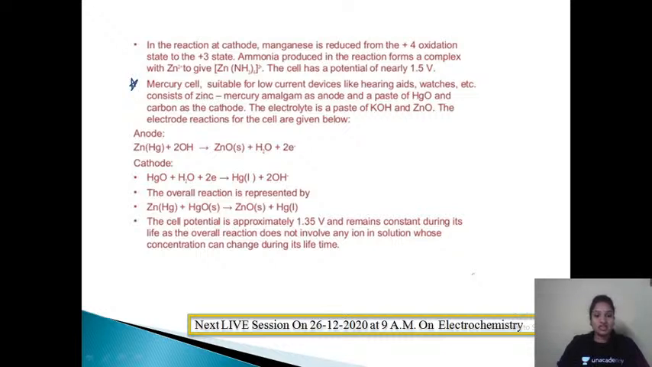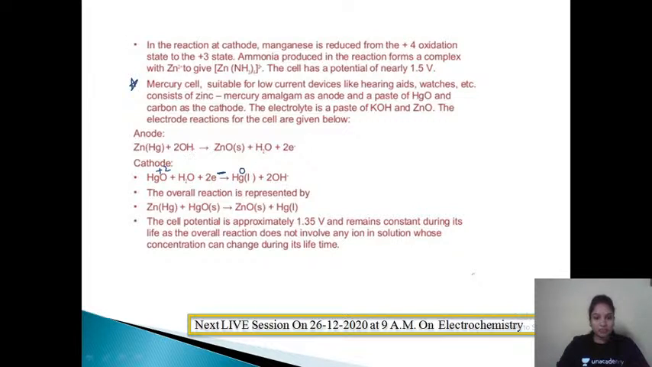So the anode is made up of zinc mercury amalgam, and the cathode is made up of a paste of mercury oxide and carbon, and the electrolytic paste is potassium hydroxide and zinc oxide. Now what is the reaction taking place? At the anode, zinc amalgam is converted to zinc oxide by release of 2 electrons. So oxidation has occurred: Zn has gone from 0 oxidation state to +2 oxidation state. In zinc amalgam, let me mention it is in 0 oxidation state. Now at the cathode, mercury oxide takes up these 2 electrons, and from +2 oxidation state it is converted into 0 oxidation state, and therefore this is a reduction reaction.